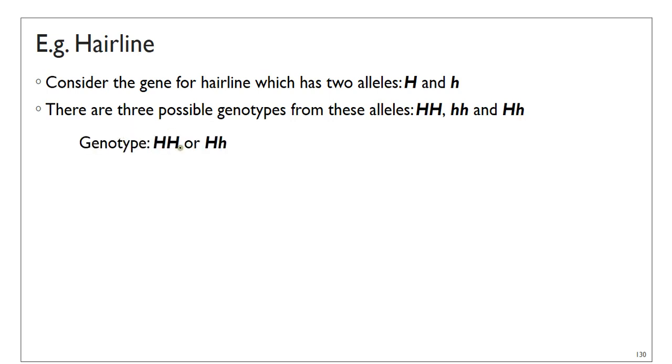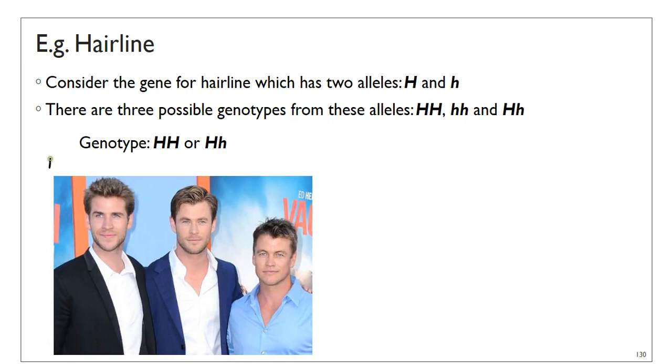Now, if you have this genotype, so this homozygous capital H or the heterozygous genotype, this is the phenotype that you're going to see. And this is where Chris Hemsworth comes in. This is called the widow's peak. I don't know whether any of you have heard of it. It's basically when there is a peak here in the hairline. I find this picture quite interesting because you can see that these are the Hemsworth brothers, and they all kind of have that widow's peak. So it's basically this part, even though you can kind of argue that Liam doesn't really have this.